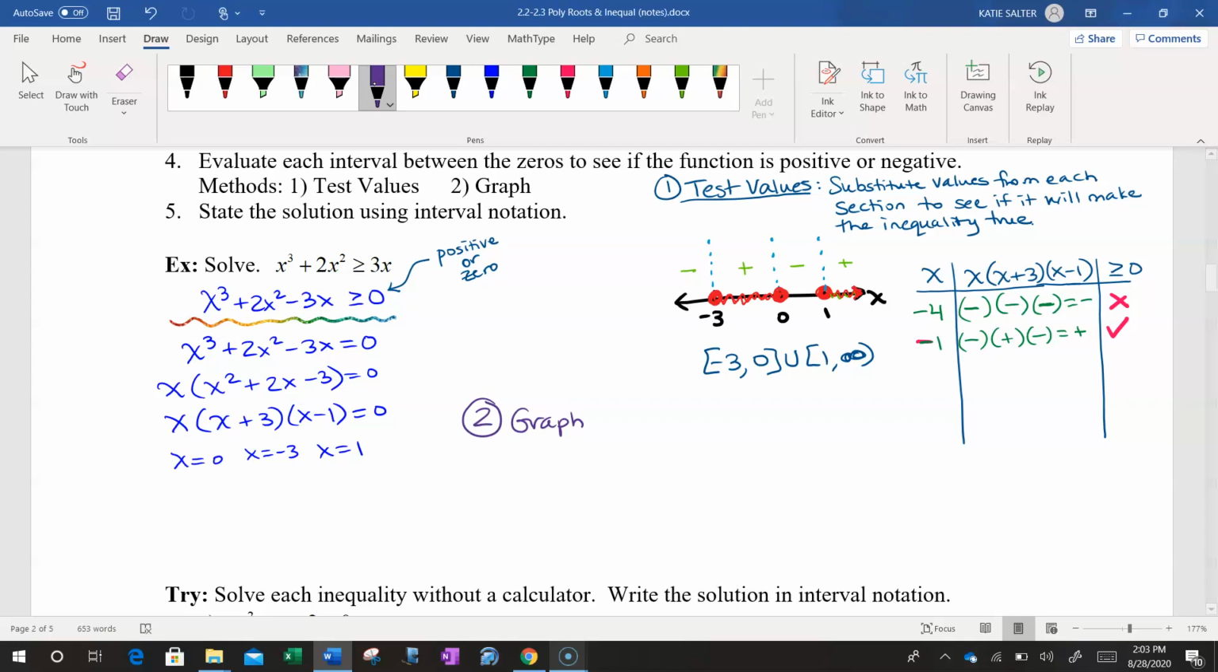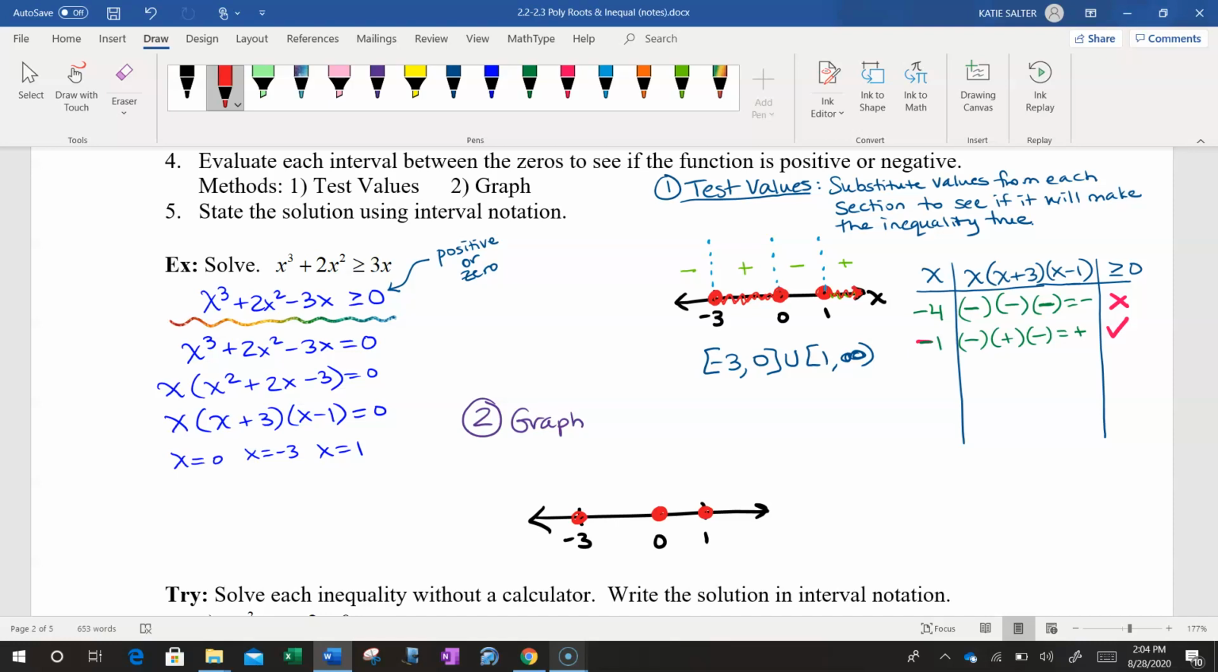All right, we do the same steps that we did before. You're going to set it equal to 0, and then find the zeros. You're then going to draw your number line, and put the zeros on the number line in the correct order: negative 3, 0, and 1. Because we want to know when it was equal to 0, since it says greater than or equal to, we go ahead, just like we did last time, and put closed holes at these zeros. We know they are included in our solution.